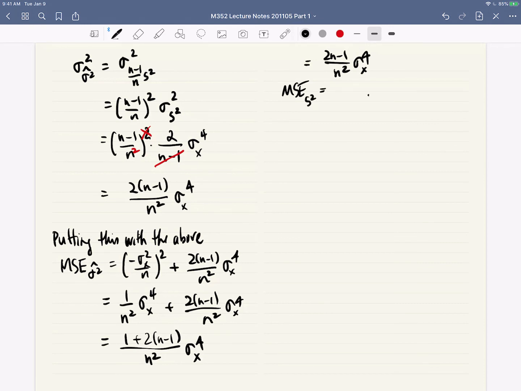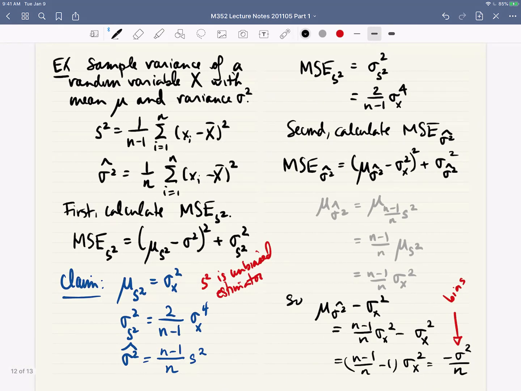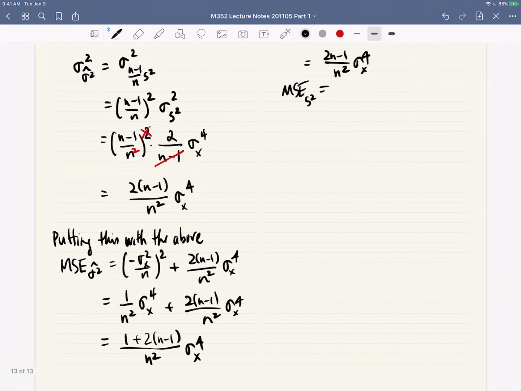The sample mean. Let's see if we can get that to paste here. Mean squared error is 2 over n minus 1 times the variance to the 4th. Those are our two errors.